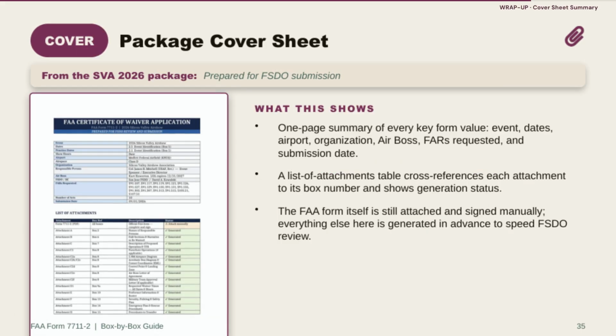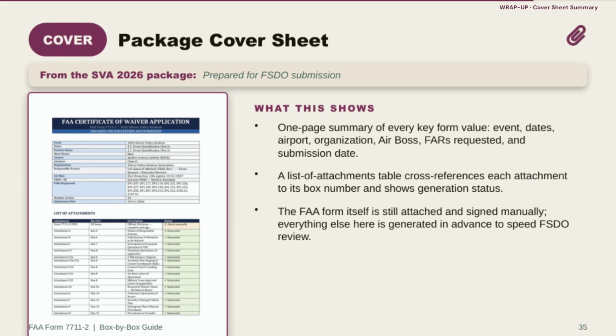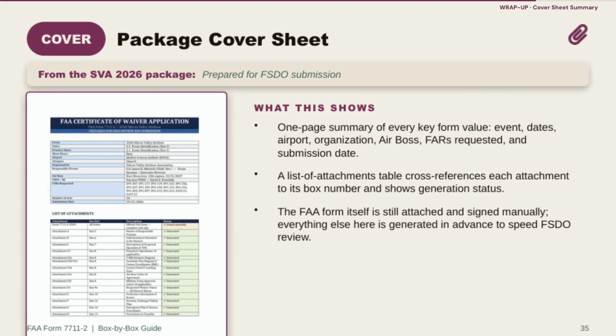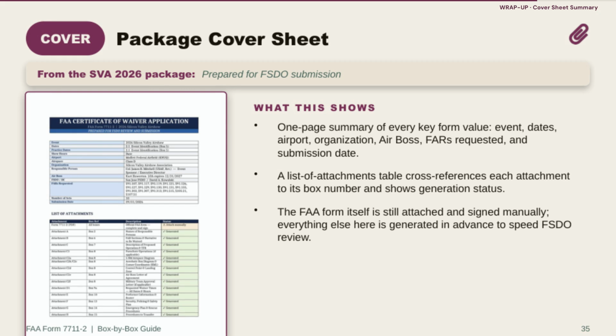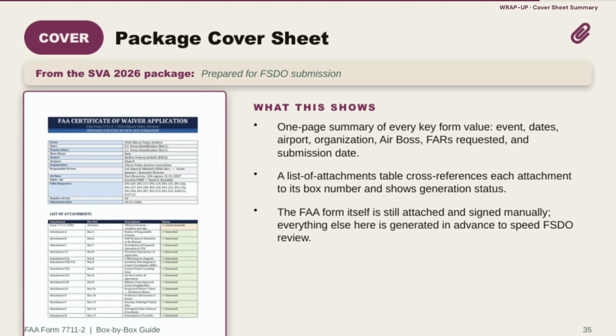This is the package cover sheet, a one-page summary of every key value from the form: the event, dates, airport, organization, Airboss, the FARs requested for waiver, and the submission date, all in a single glance. Below it, a list of attachments cross-references each attachment to its specific box number on the form and shows its generation status, so anyone reviewing the package can immediately confirm nothing is missing.